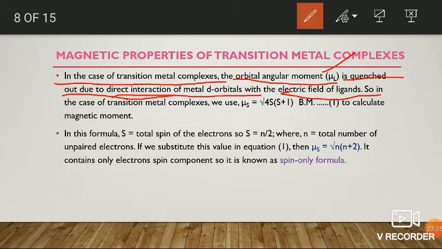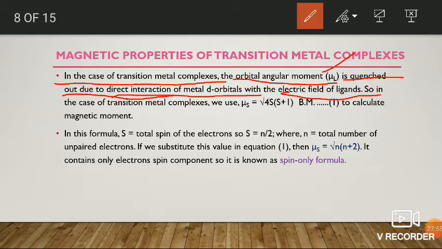In the case of transition metals, the d orbitals are generally less shielded by the s and p orbitals. So there is direct interaction of the d orbitals with the incoming ligands during complex formation. Due to this direct interaction, there is a mutual cancellation of orbital angular momentum. That's why the orbital angular momentum is generally quenched out in the case of transition metal complexes.